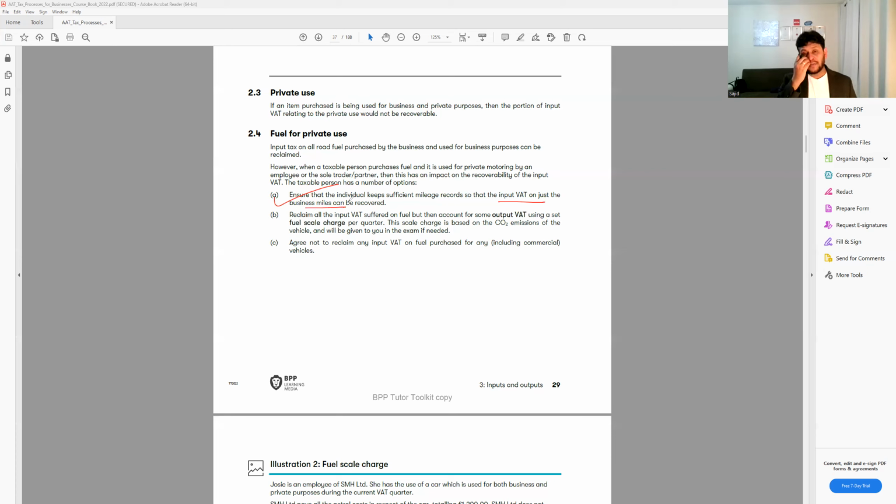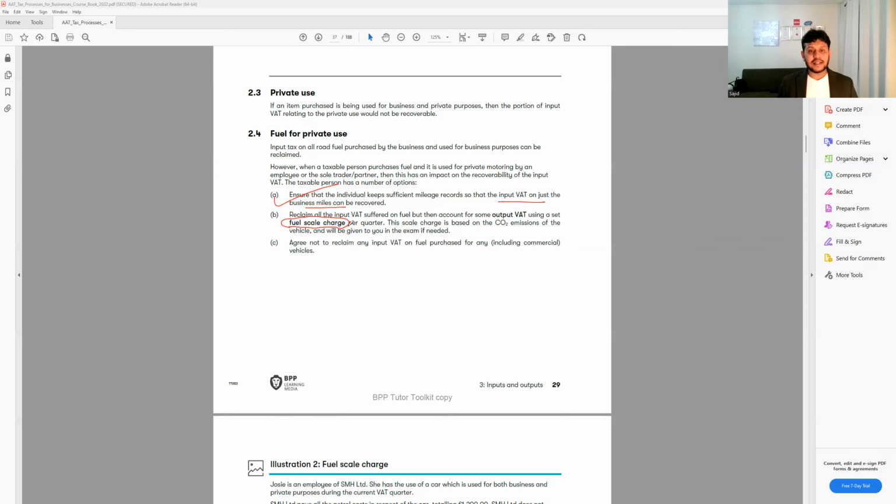The next one, if you think, I don't like to keep a record. I want to claim all the VAT, but I don't like to keep a record. So if you don't like to keep a record, you can still claim all the VAT that you pay for the petrol, but you have to pay something called a fuel scale charge.